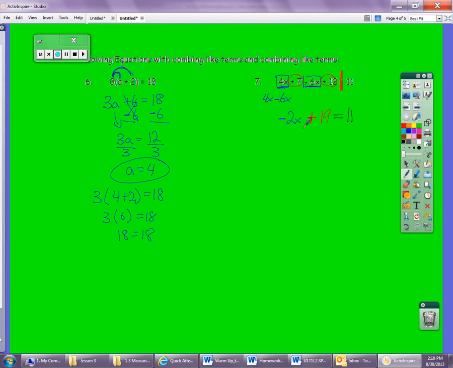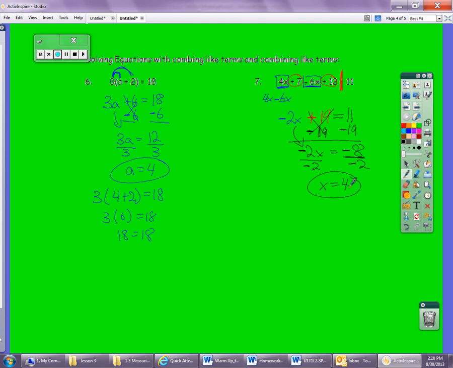two-step equation. We get rid of this 19 by doing an additive inverse, so negative 19. 19 minus 19 crosses off to give us 0. We bring down this negative 2x, and it equals 11 minus 19, which is negative 8. We can divide by negative 2, and x is equal to positive 4. Negative divided by negative is a positive.